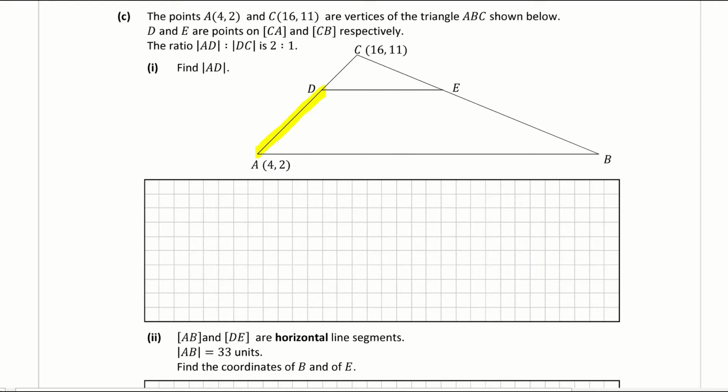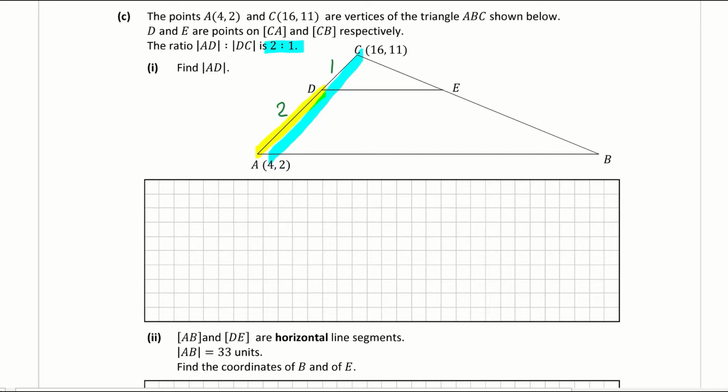Well, basically what I'm going to do is, I'm going to get the distance from A to C first of all. And then I'm going to use the ratio here to split that length AC in the ratio of 2:1, which will get me then the distance from A to D. Because it is in the ratio 2:1.